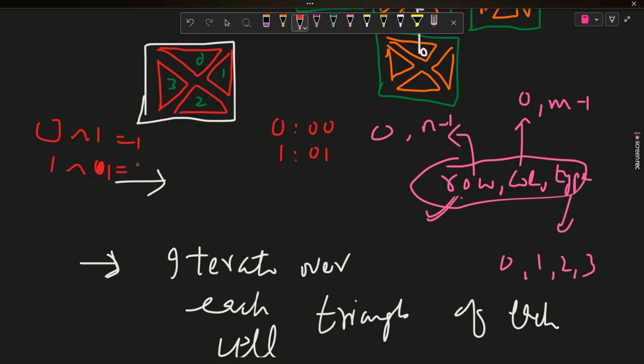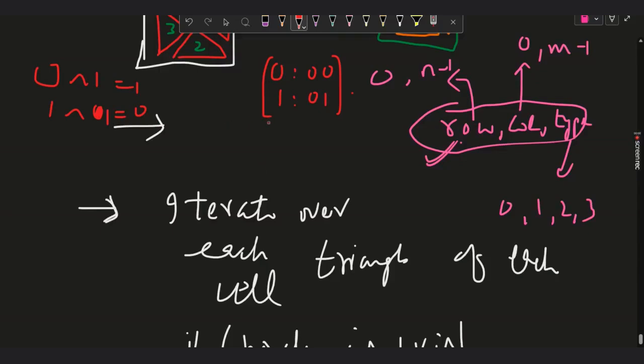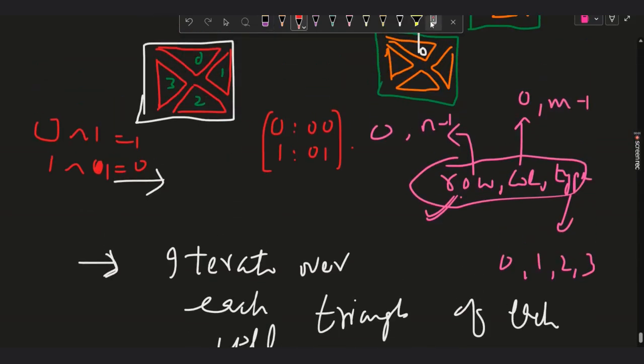Basically if I want to interchange 1 to 0 and 0 to 1, I just have to XOR this thing with 1. This is what I did. Similar thing happens in the case of the forward slash, right? So if there is no forward slash, then the edge will be between 0 and 1 and between 2 and 3. I have already discussed how I can interchange the 0 1 pair. So now, let's discuss how we can interchange the 2 and 3 pair.